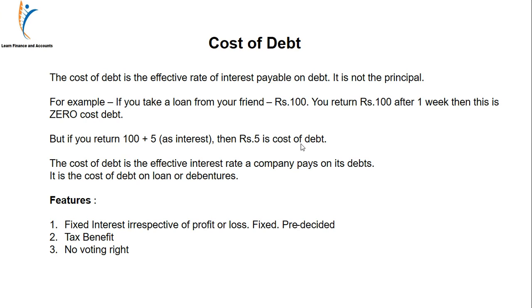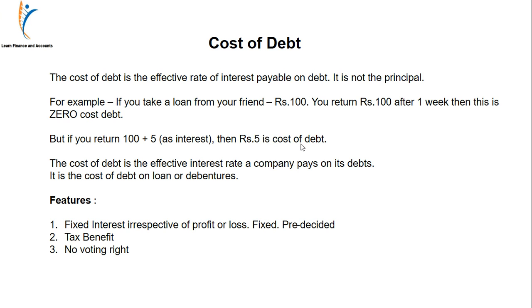The cost of debt is the effective rate of interest payable on debt. It is not the principal, it is the interest. For example, if you take a loan from a friend, say of rupees 100, and you return rupees 100 after 1 week, then this is zero cost debt. But if you return 100 rupees, which was the principal, plus 5 rupees, which is the interest, then rupees 5 is the cost of debt.